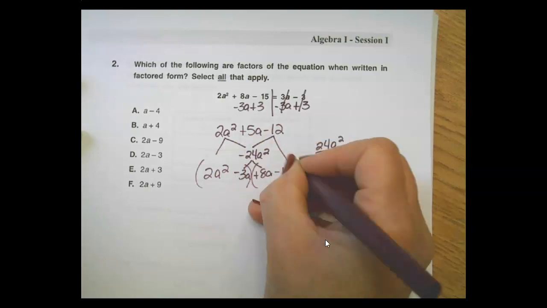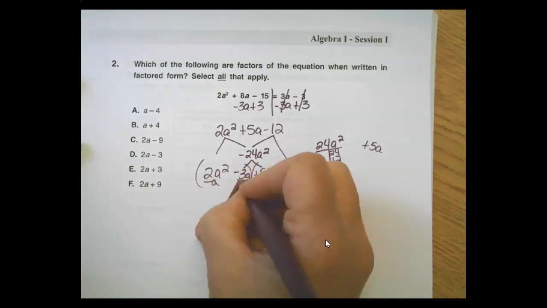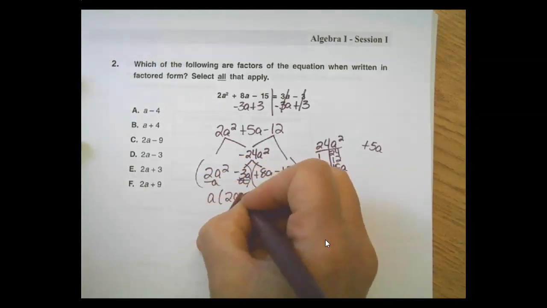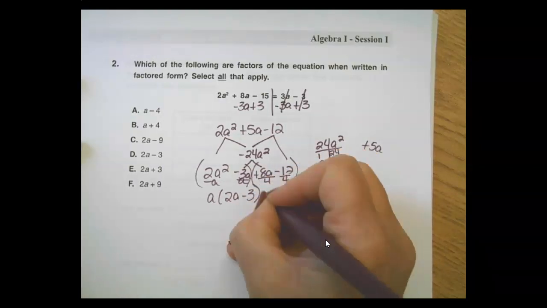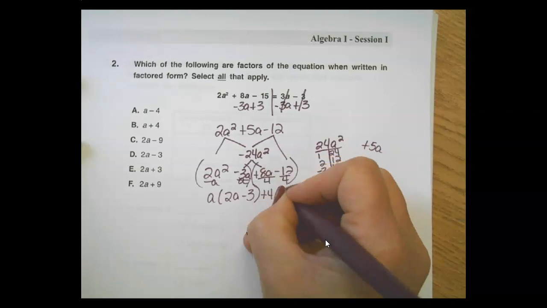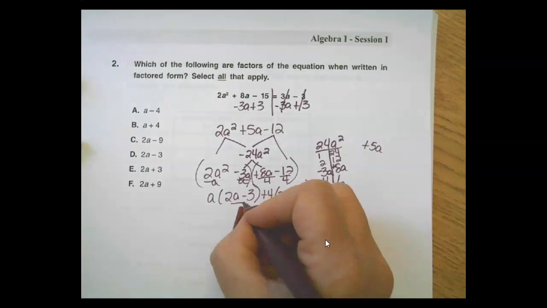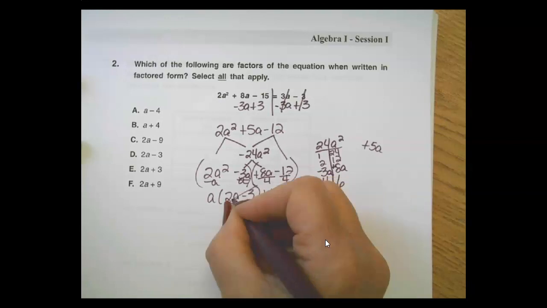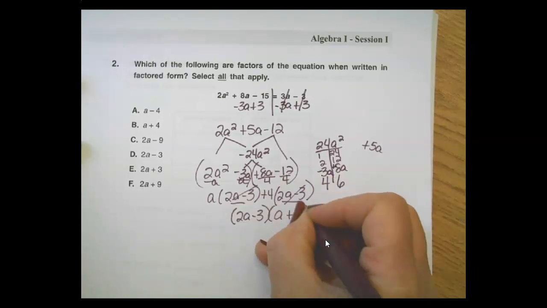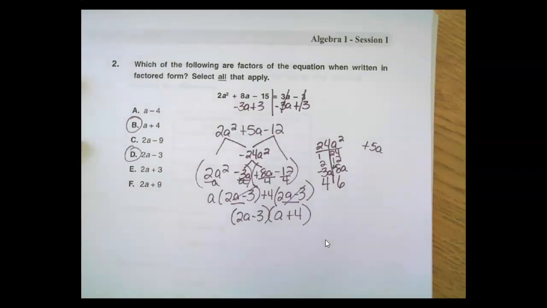and then group. So grouping, we've done this on Alex. My GCF here is a. I'm going to take out that a, and I'm left with 2a minus 3. If I take out a 4, which is my GCF, again, I'm left with 2a minus 3. These are the same, so I can take that out as a common factor. When I take these out, what am I left with? A plus 4. And those are my two answers. It can go fast once you start getting the hang of it.